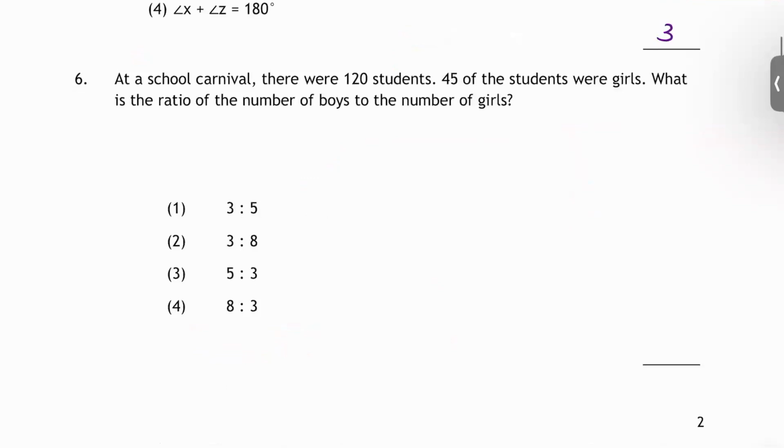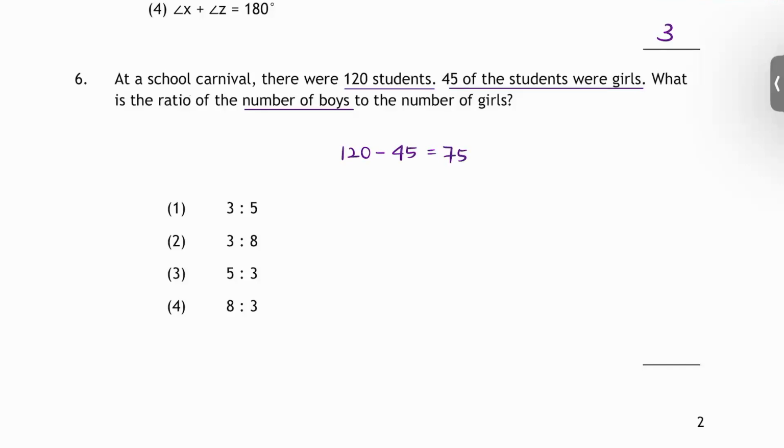Question number 6. Let's read the question. At a school carnival, there were 120 students. So it's important to spot the clues. 45 of the students were girls. So what does this mean? The hidden number will then be the number of boys. To find the number of boys, we can take 120, subtract 45, and we will get 75. This is the number of boys.